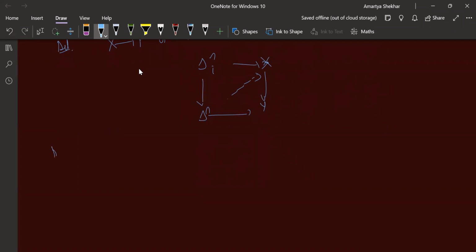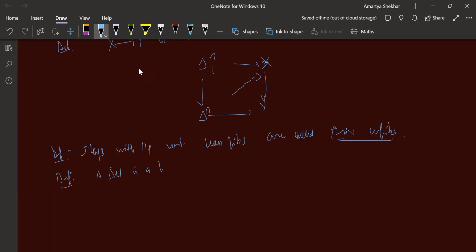So another definition. Maps with the left lifting property with respect to fibrations are called trivial cofibrations. And okay, I don't want to write definitions so many times. A simplicial set is just a simplicial complex. Okay, so let me call it that. So that's a fibration.